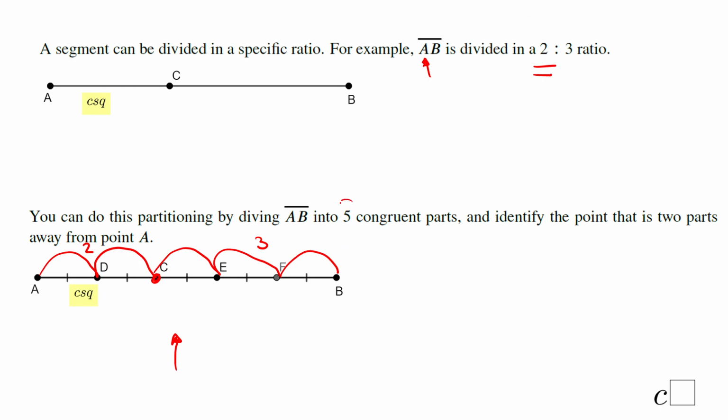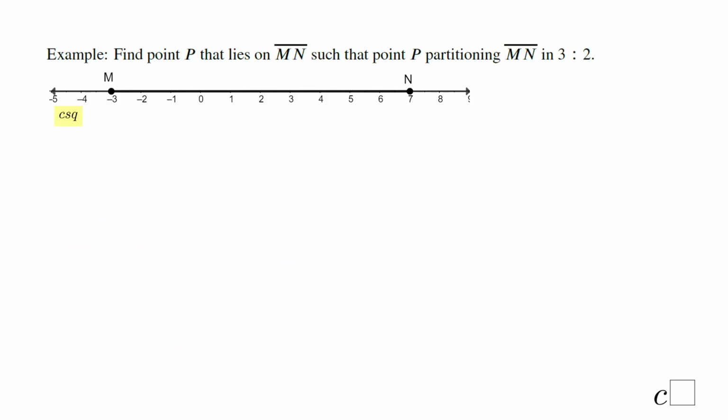Okay, the key thing is to divide the segment in 5 parts, and you will see that in my first example where I go on the number line and I have 2 points, M at -3 and N at 7. I need to do this partitioning in a ratio of 3:2. First thing I'm going to do is count how far away: 1, 2, 3, 4, 5, 6, 7, 8, 9, 10. Some of you may say, hey, I can do that: 7 minus -3, and that is 10. That's another way to do it.